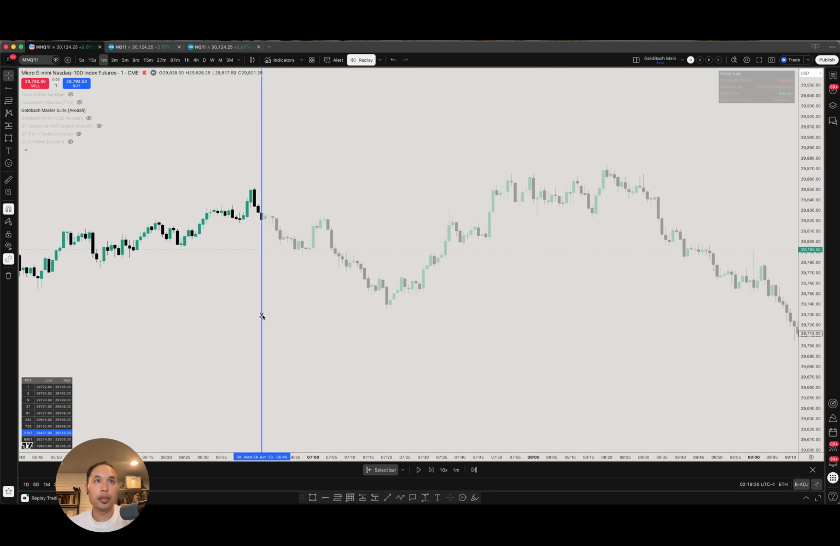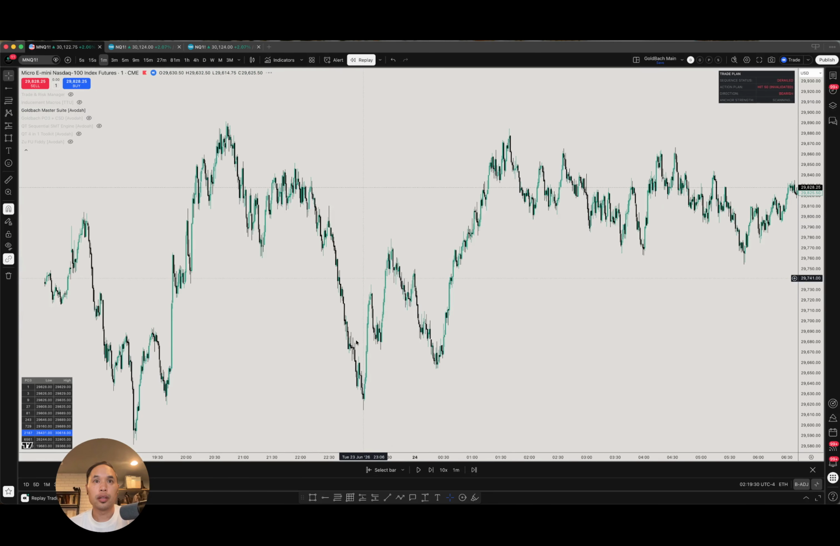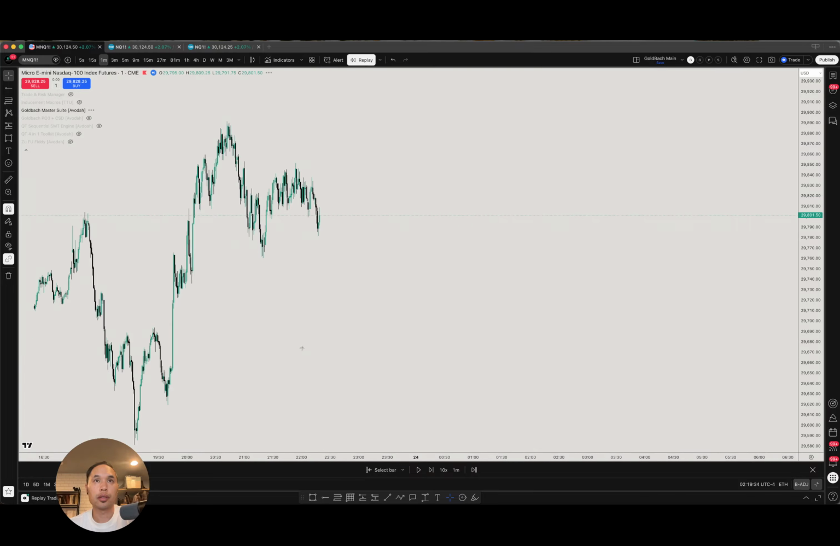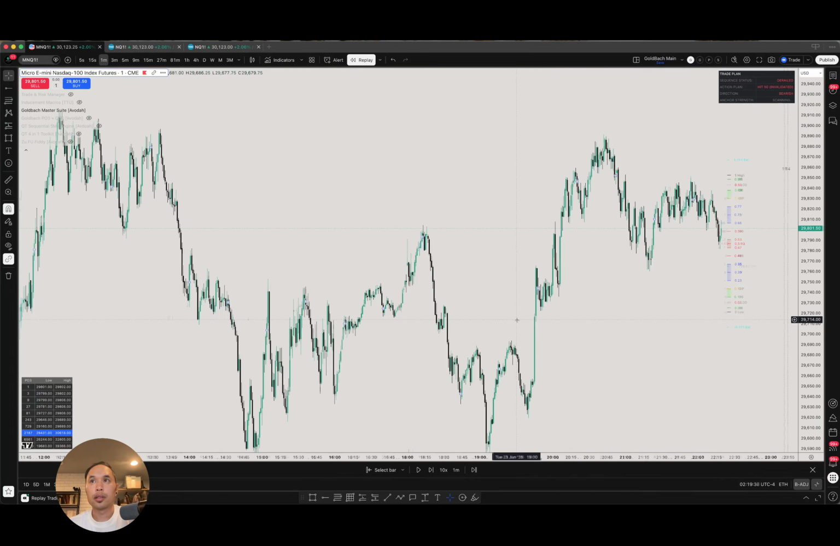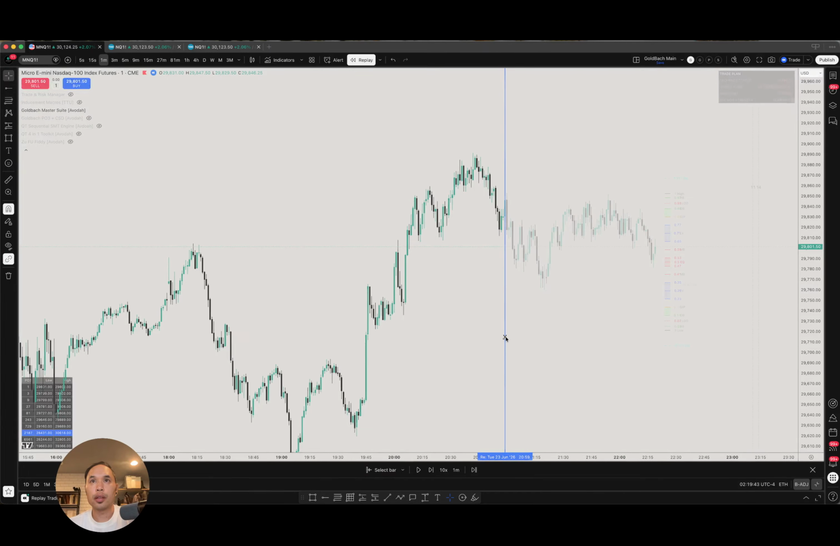Let's say, for example, we did this range instead of somewhere in, there we go. Let's see what this looks like. Somewhere not with the 930 open. So there we go. So I think this would be a good example here.